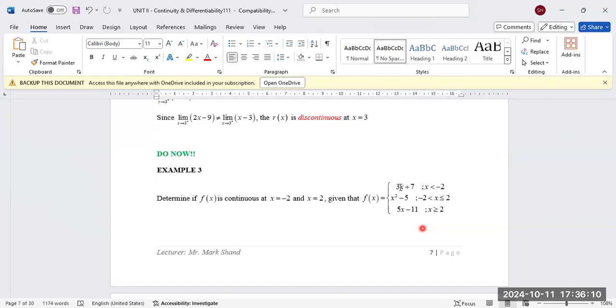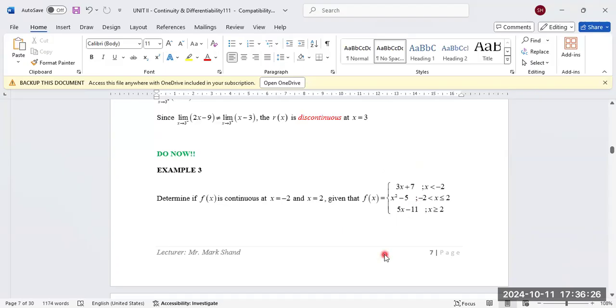Here goes. It says determine if f of x is continuous. Write down the other part of the question so you don't miss it. Determine if f of x is continuous at x equals -2 and x equals +2, given that f of x is equal to all of this.